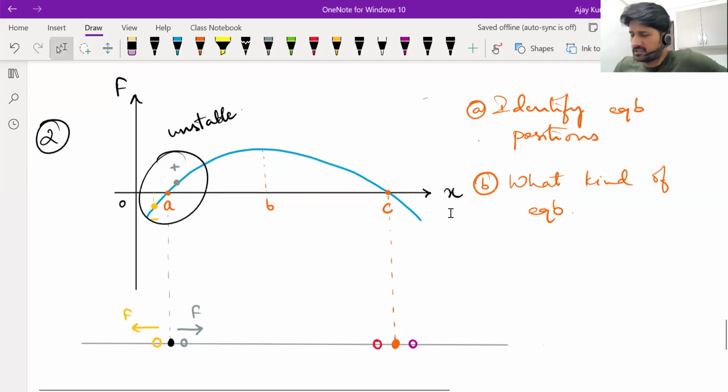Okay, let's discuss. Pawan, how did you conclude that it is unstable equilibrium at C?